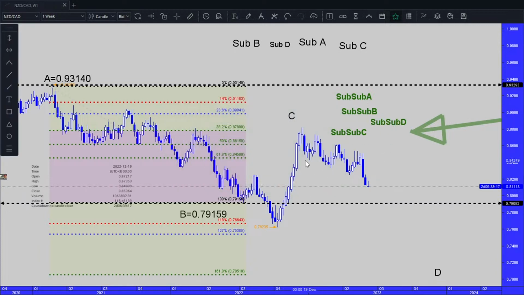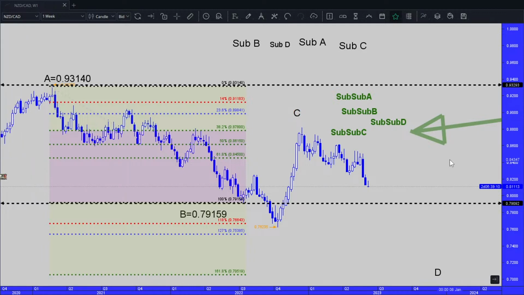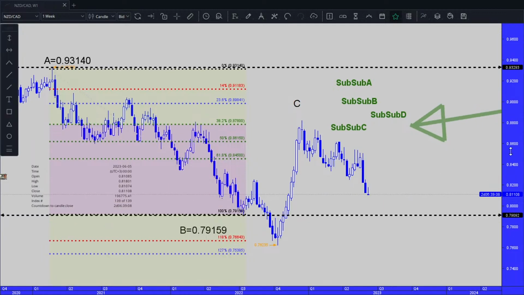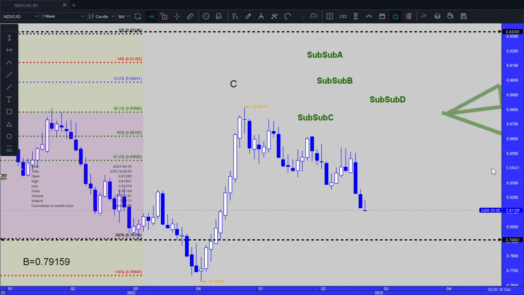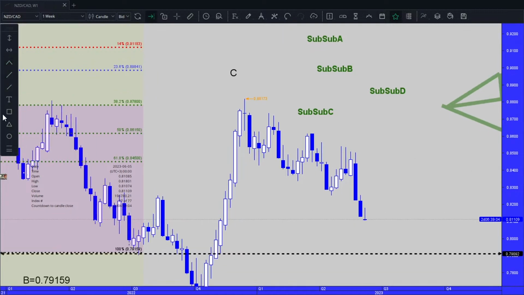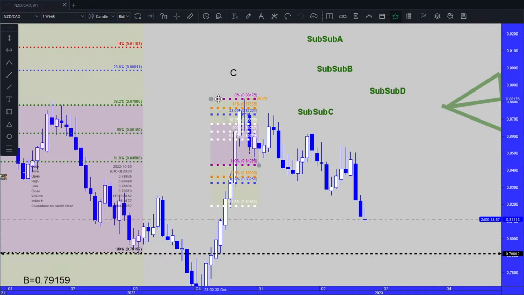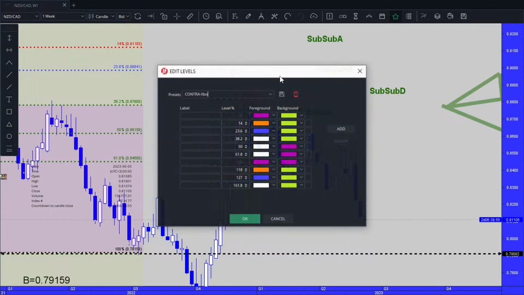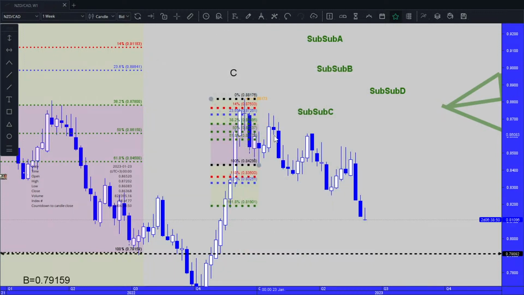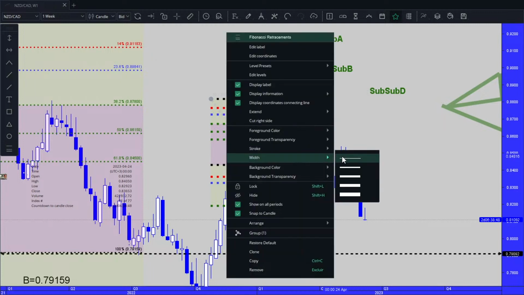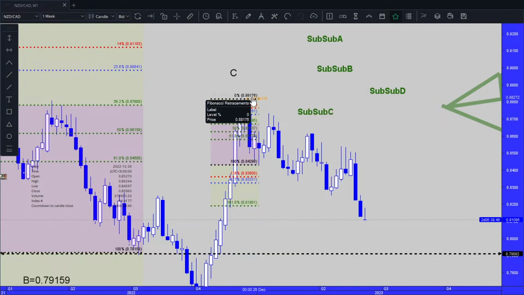Now, where to start the Fibonacci of the confirmation? From the C. Alright? So we are going to zoom in, make it bigger. Alright? And same rules apply. I need to find the first high and the first low. Going to connect those two. Edit levels is going to be the original Fibonacci, and I'm going to make it thinner.